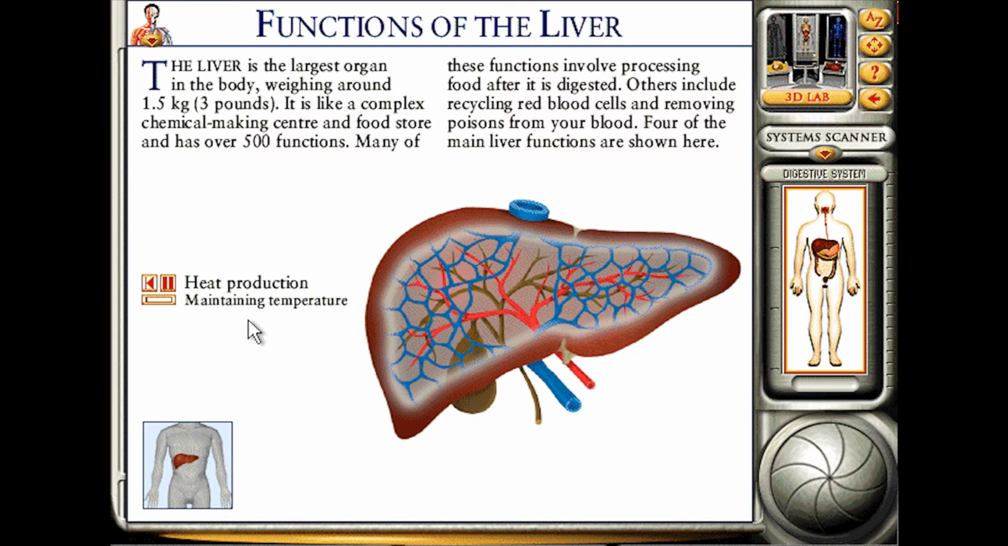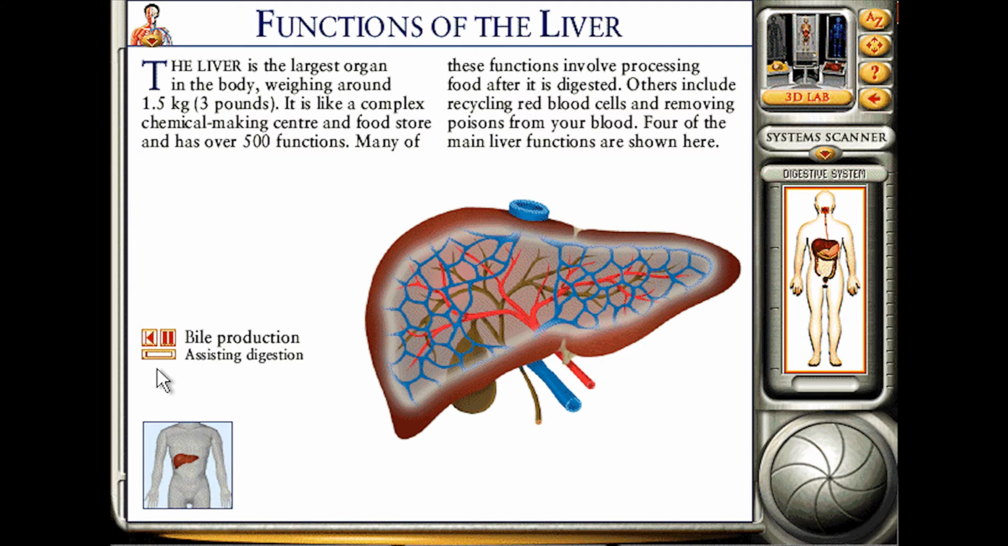The liver helps maintain a stable body temperature of around 37 degrees centigrade or 98.6 degrees Fahrenheit. Many chemical reactions that generate heat take place in the liver. This heat warms blood to the correct temperature as it passes through the liver.